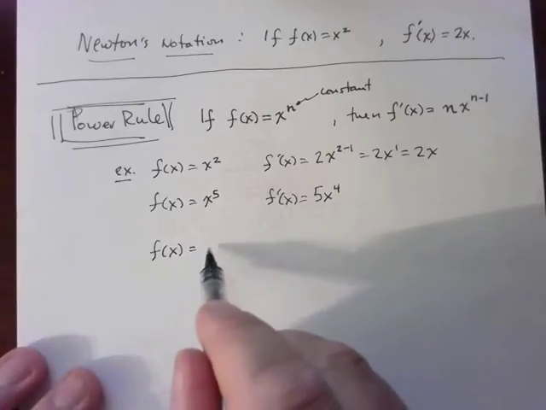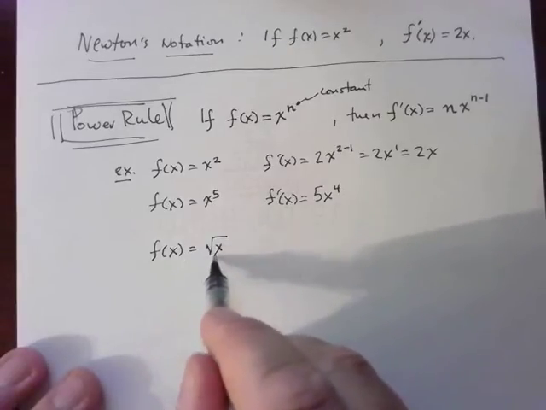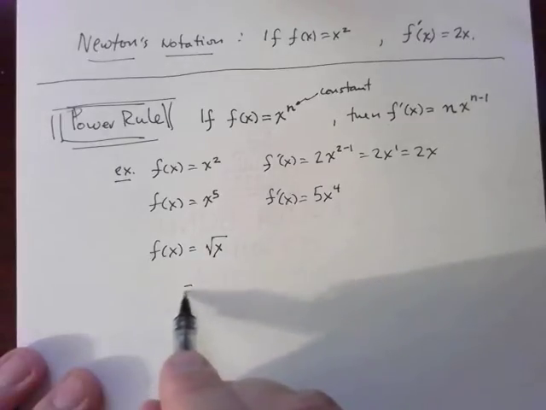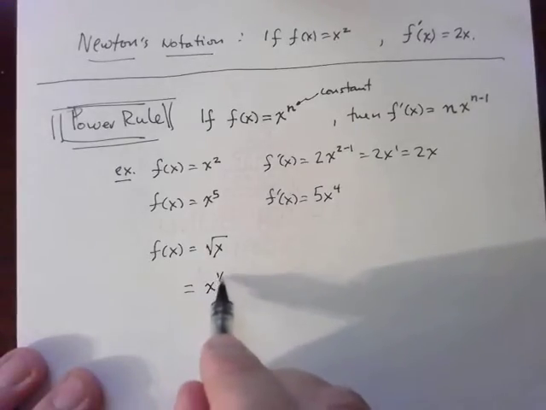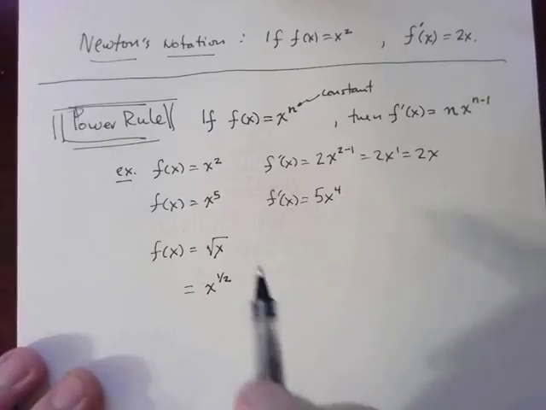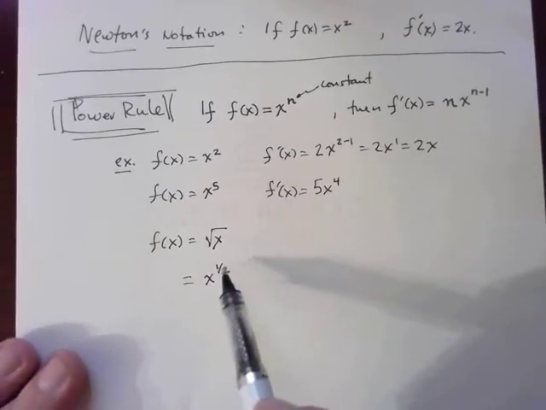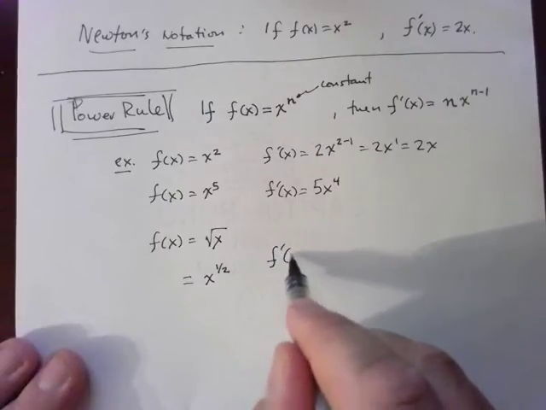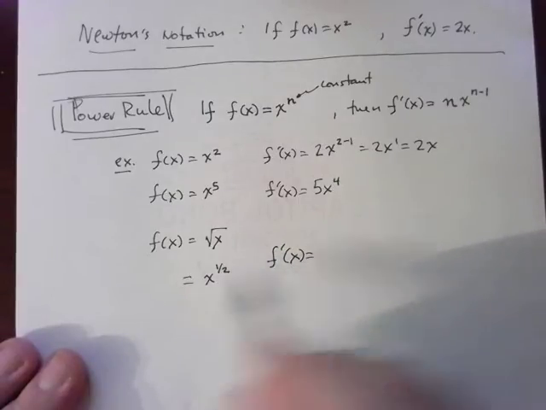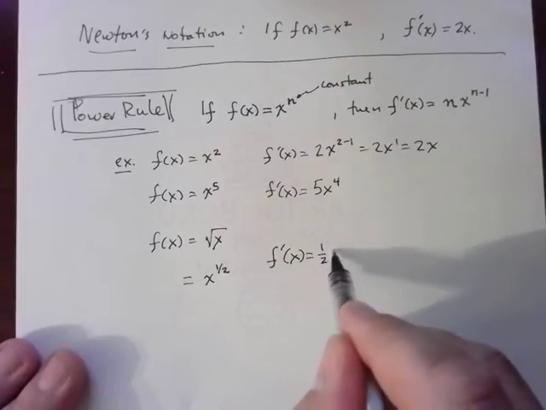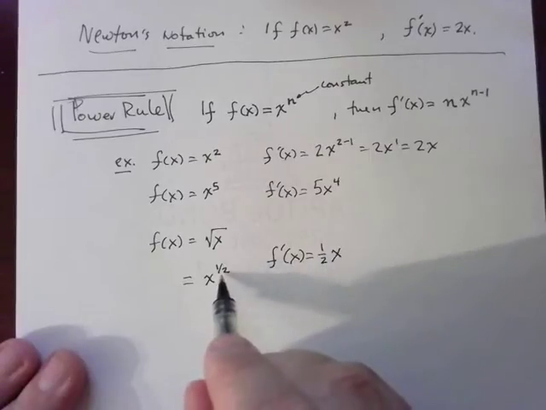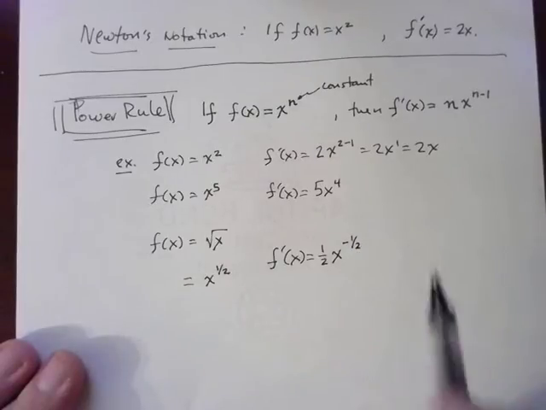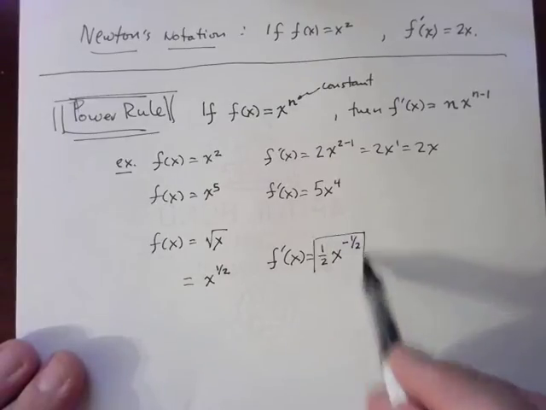For example, if I have to do square root x, you say, well, that's not a power of x. Well, yes, it is. We know this is x to the 1/2. And this is one of the main reasons we learned about fractional powers, so that we can use this derivative rule. Then f prime of x will be, the 1/2 will come in front, and we'll have x, and then we'll subtract 1 from this, and 1/2 minus 1 becomes negative 1/2. This is a perfectly good answer.